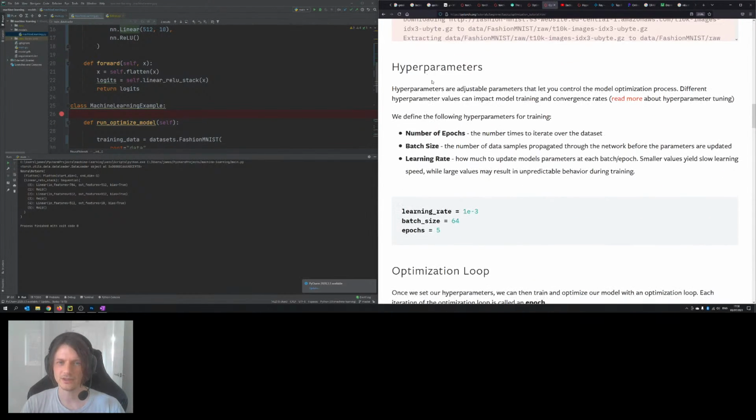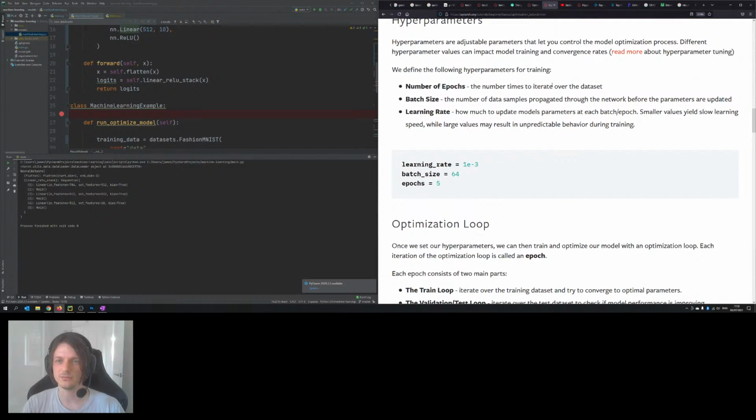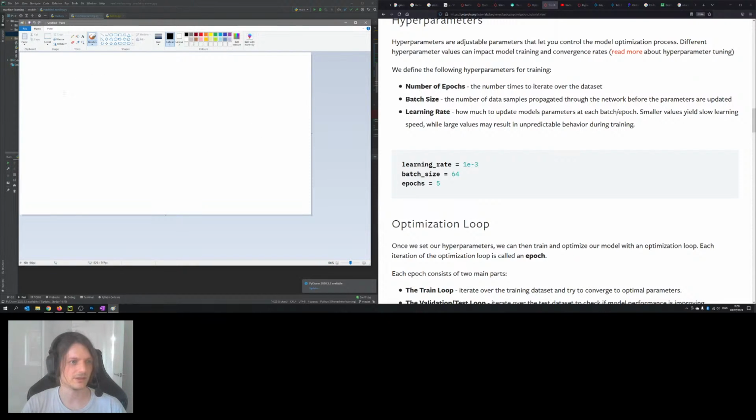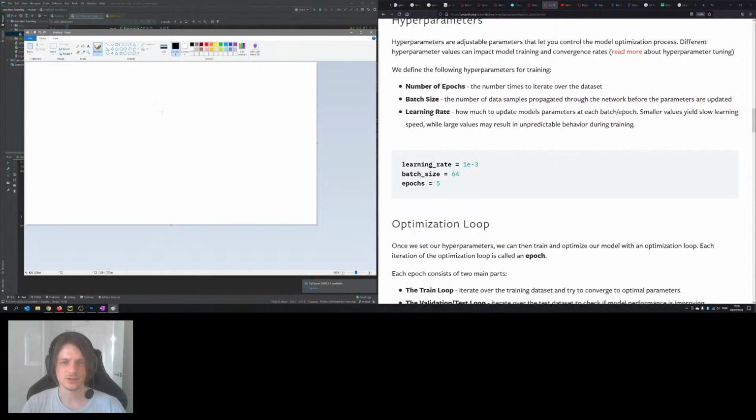And then hyperparameters. Hyperparameters are adjustable parameters that let you control the model optimization process. Different hyperparameter values can impact model training and convergence rates. We define the following hyperparameters for training: number of epochs, the number of times to iterate over the dataset. So we were just about to draw this, I remember. Let's go back to this. We were going to have the number of epochs.